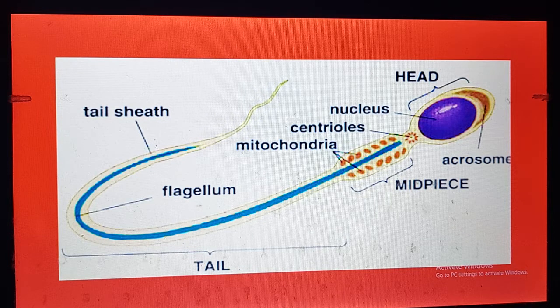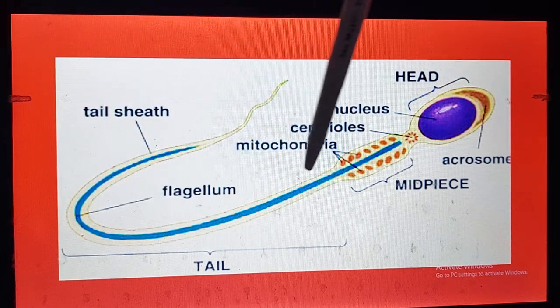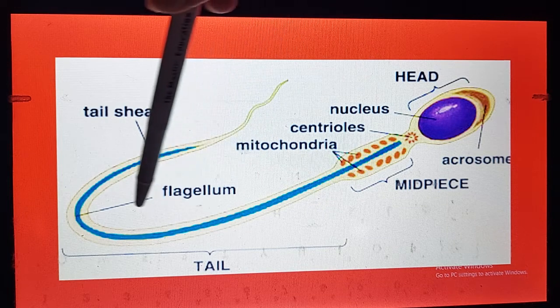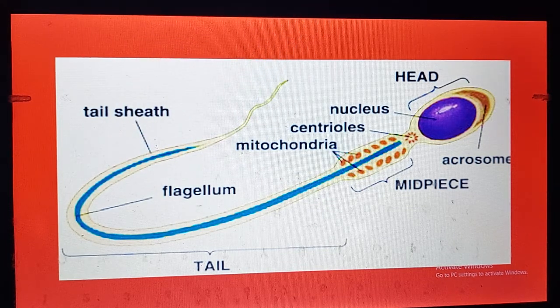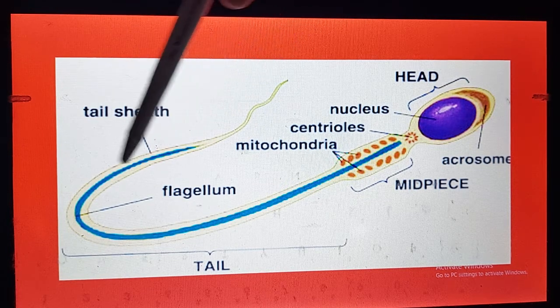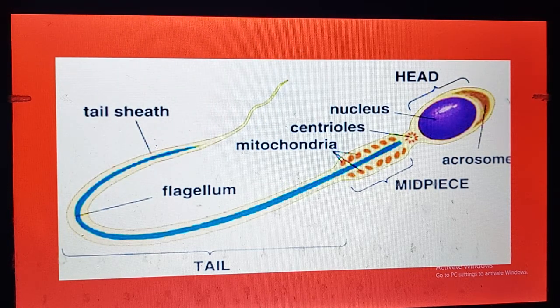Is it clear? So you can see here in the tail portion there is a flagellum which is made of flagellin protein, which helps in the locomotion. And it is covered by the tail sheath. So the tail helps in the locomotion or movement of the sperm towards the egg during the mechanism of fertilization. So this is the detailed structure of the sperm with head, tail and midpiece, where the midpiece consists of the mitochondria and the neck consists of the centriole.